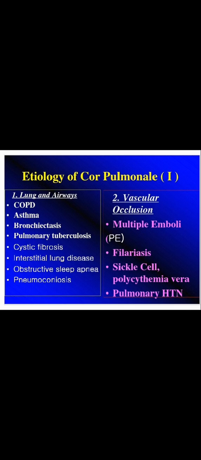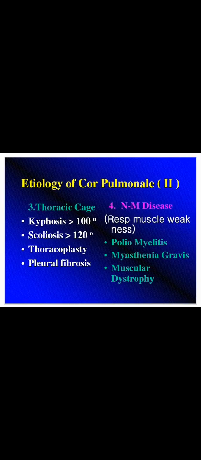The second etiology is vascular occlusion, maybe due to multiple emboli, that is pulmonary embolism, filariasis, sickle cell, polycythemia vera, or pulmonary hypertension. The next etiology is the causes that mostly happen in the thoracic cage, maybe due to kyphosis, scoliosis, thoracoplasty, or pleural fibrosis.